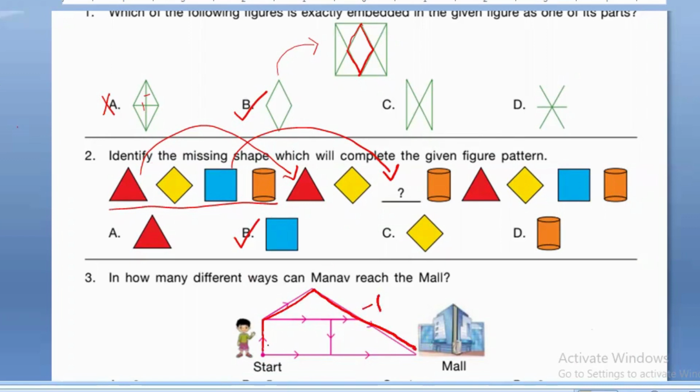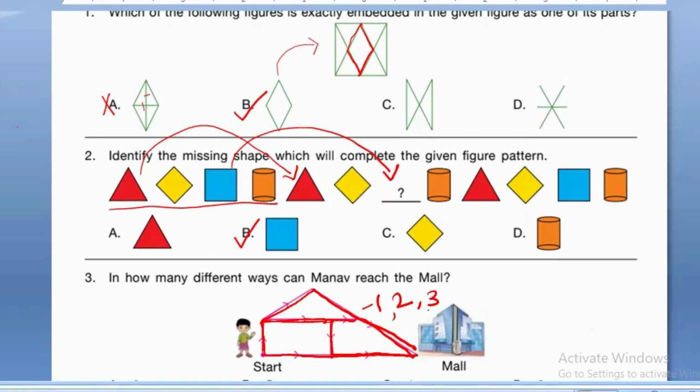Then the second way is that Manav can go like this, then he can move like this, then he can move like this. So this will be the second way. After this, Manav can start from here, then he will go like this, then he can come down, and then he can move towards the mall. So this is the third way. After that, Manav can directly reach the mall.